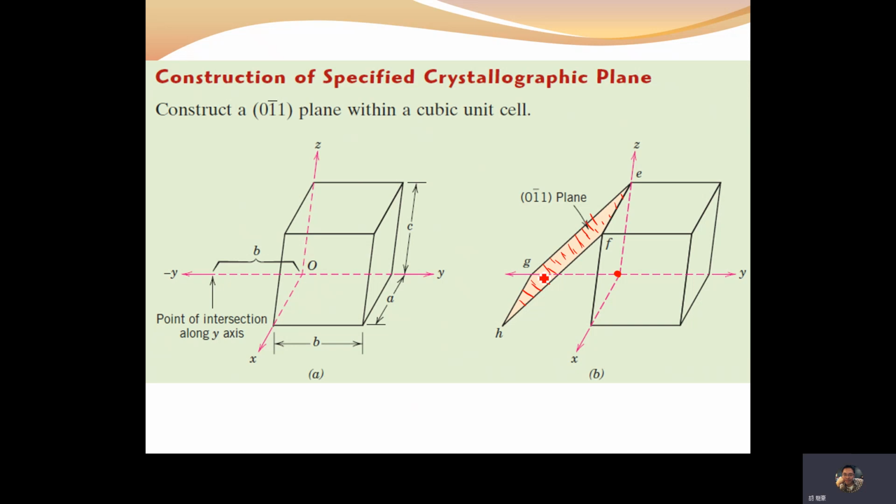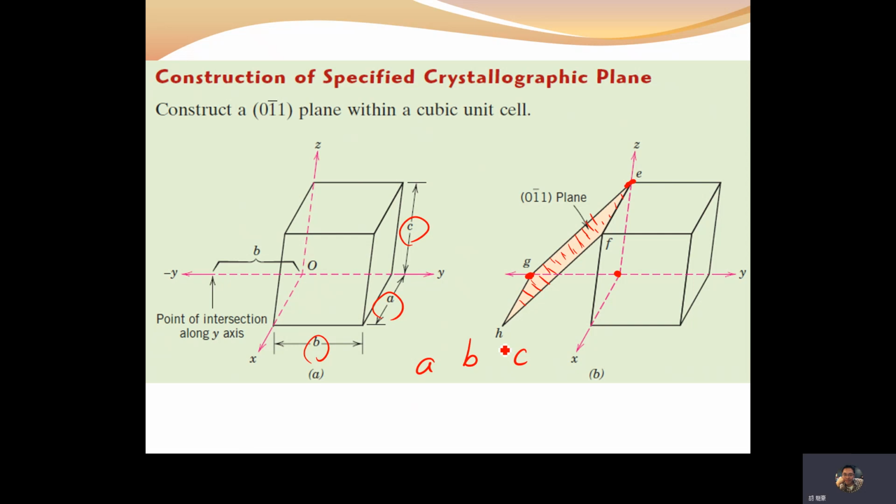Okay, so what's its intercept on the y-axis? It's right here, right? It's right here. Okay, so what is its intercept on z? It's right here. And what is its intercept on x? None, because this plane is parallel to the x-axis, right? If we define the lattice parameters of this unit cell as a, b, c, so it's a, b, c.